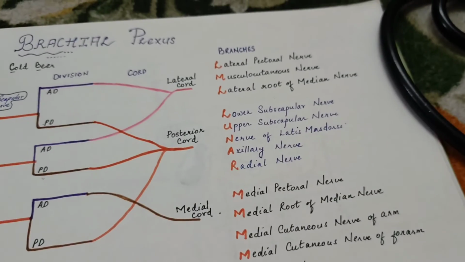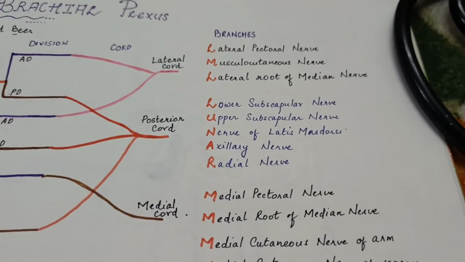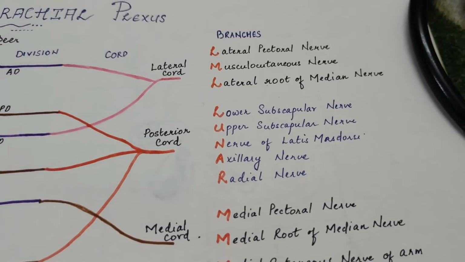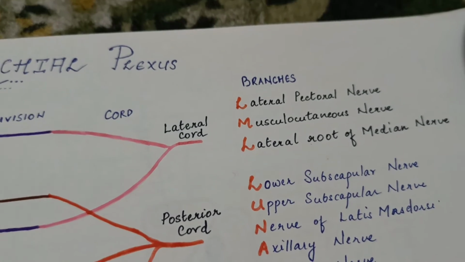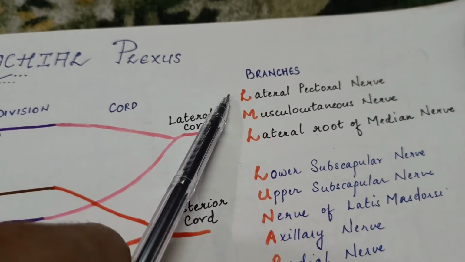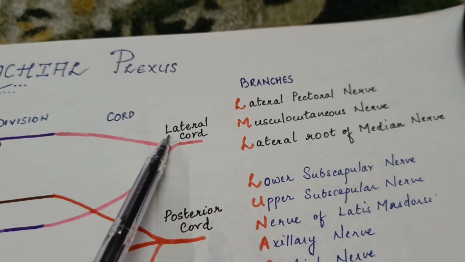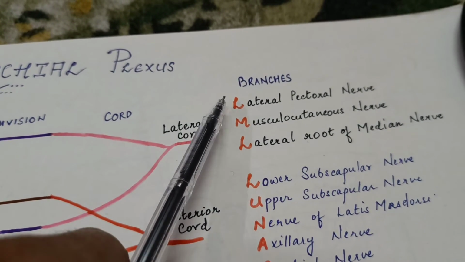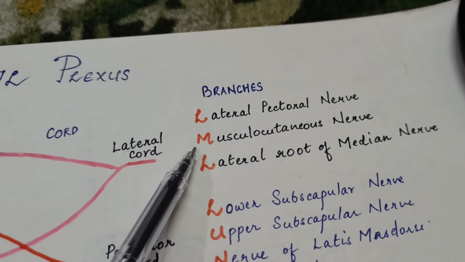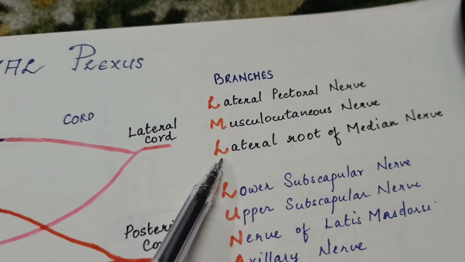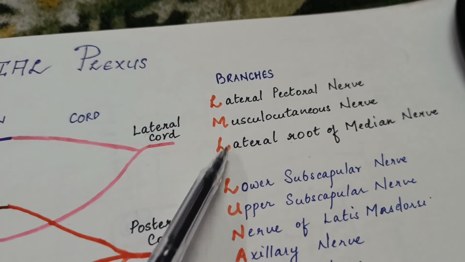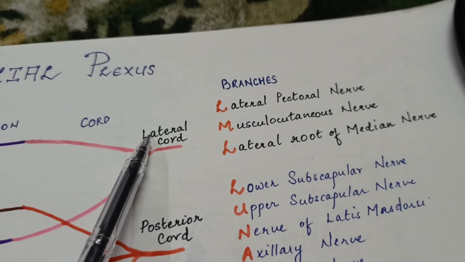It seems very hard, but it's very easy. Just listen one time and read one more time, and you will get it easily. The first branches come from the lateral cord. I will give you a mnemonic: LML. From the lateral cord, the branches are L for lateral pectoral nerve, M for musculocutaneous nerve, and again L for lateral root of median nerve. So LML are the branches of the lateral cord.